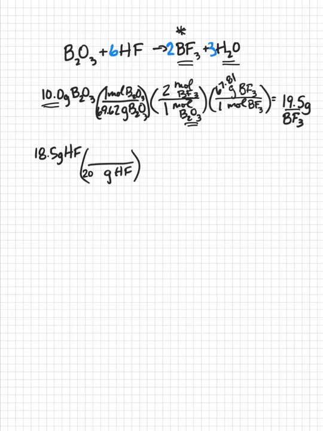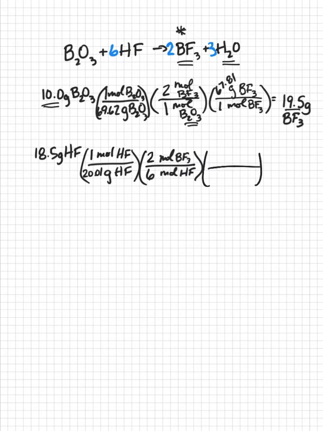And so I have 20.01 grams, right? 1.01 plus the 19 grams for the fluorine. And so I have 1 mole of HF. So I've changed grams to moles. Next step, I'm going to change moles of what I started with. So my moles of HF on the bottom. Moles of what I'm looking for, BF3, goes on top. For every 6 moles of HF, I make 2 moles of BF3. And then the last one, for every 1 mole of BF3, I get 67.81 grams of BF3.